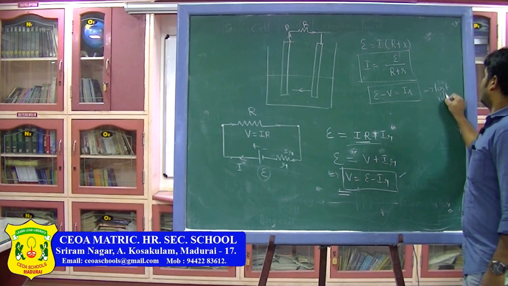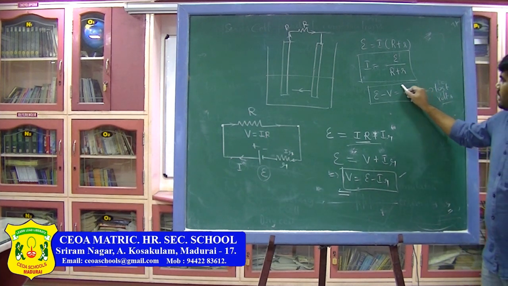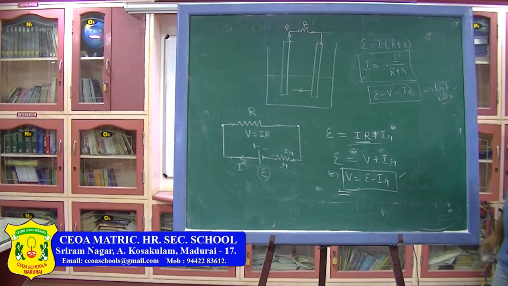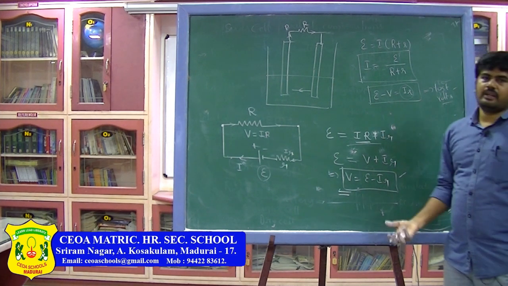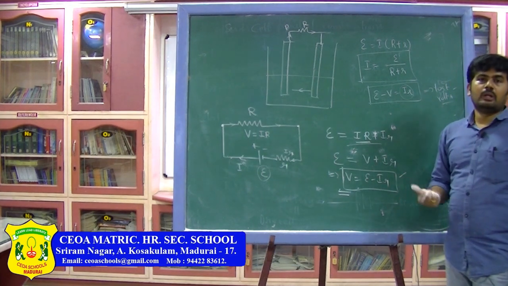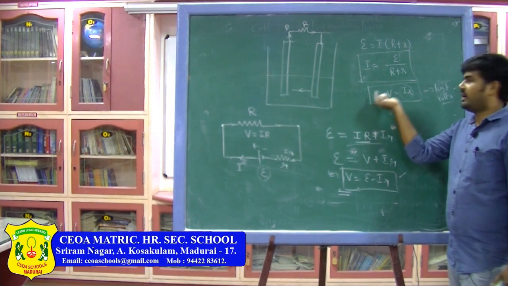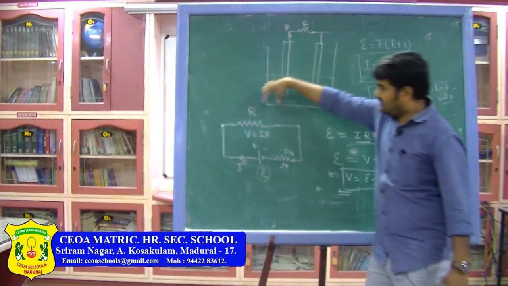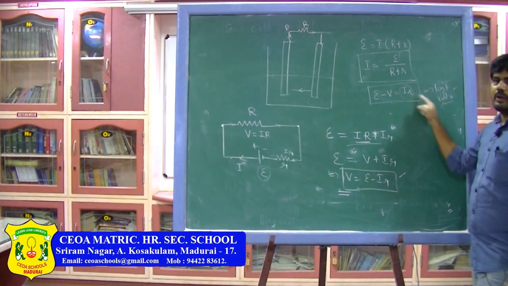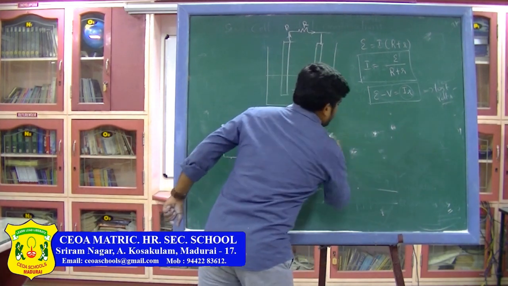Lost volts means the number of volts that are lost due to the internal resistance of the cell, which I am calling lost volts. Because of internal resistance the cell will get heated, so some energy will be lost in the form of heat. That is why you can call this value, the EMF minus the potential drop across the external resistor, the number of lost volts, that is I into small r. So these are different forms. Let me write all of them as a list.